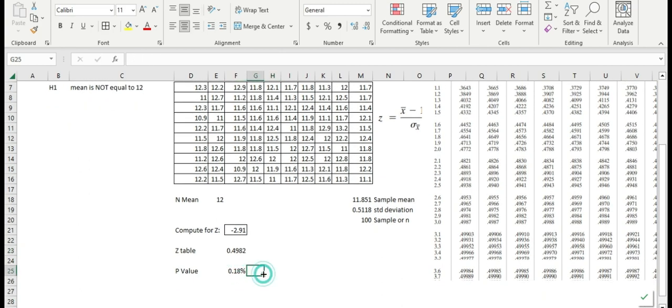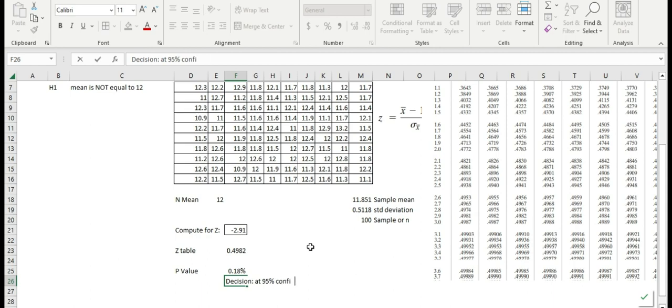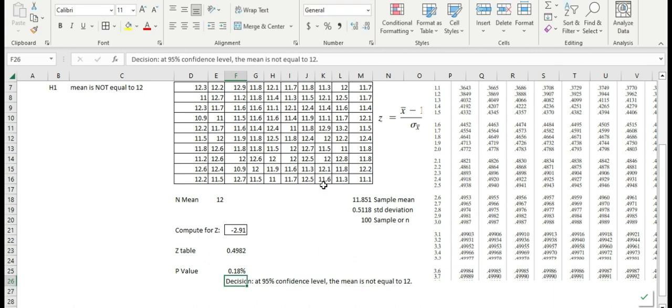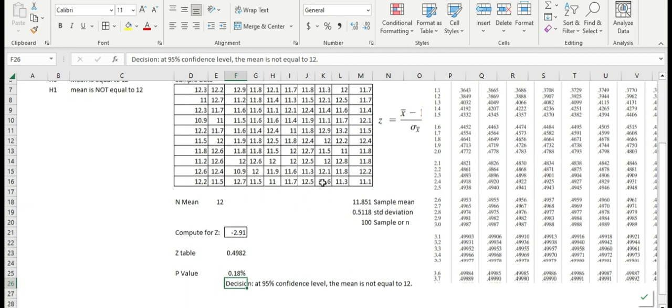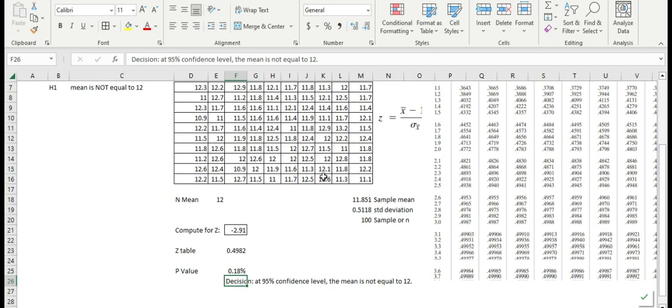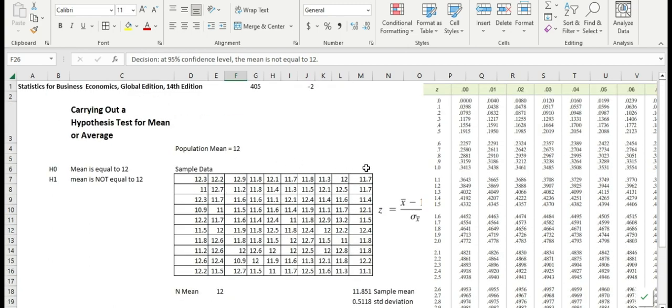The decision, right here, at a 95% confidence level, is that the mean is not equal to 12. So that's the decision. That's how to compute for hypothesis testing for a mean or average.